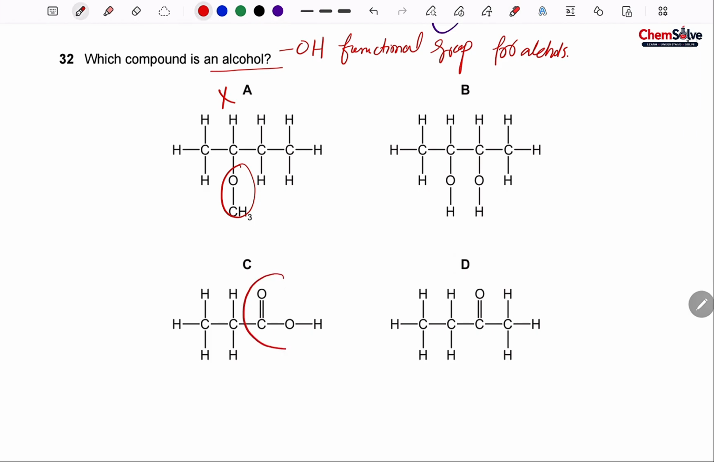Option C, it has a carboxylic group. So it is also incorrect. And there is no OH group in D as well. So this is also incorrect. So B is the correct one.